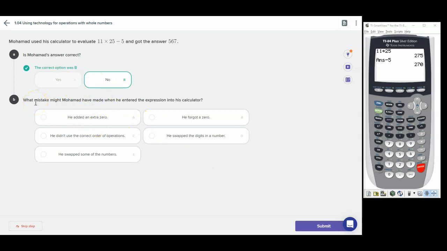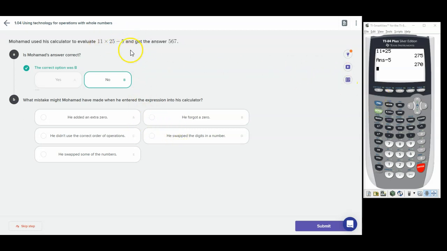So now it wants us to think about what mistake Muhammad might have made when he entered the expression into his calculator. So he may have added an extra 0, he may have forgotten a 0, he didn't use the correct order of operations, he swapped the digits in a number, or he swapped some of the numbers. So which one, or ones, do we think he may have done? So let's see what happens if we first took 5 away from 25, and maybe he did it in the wrong order.